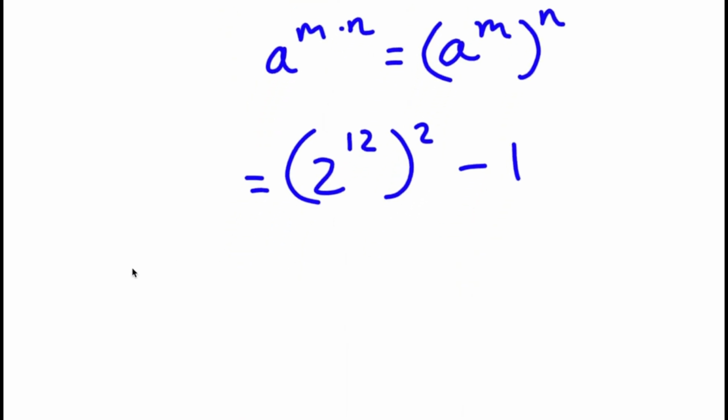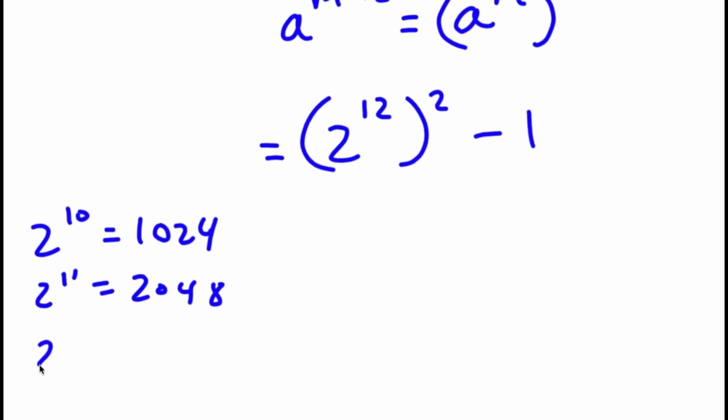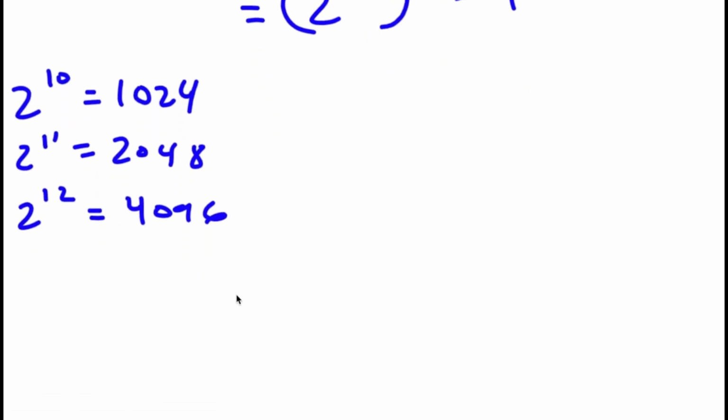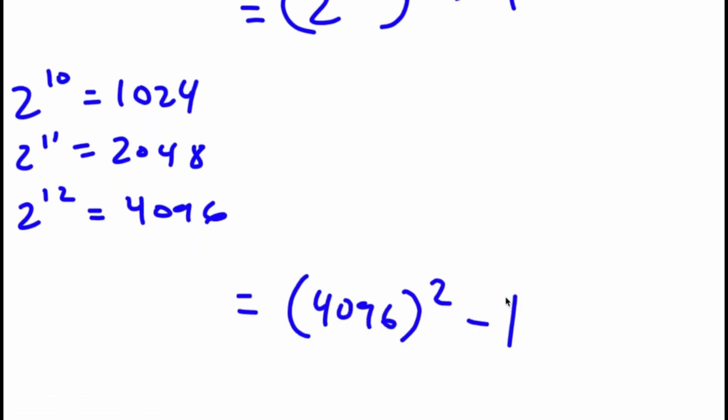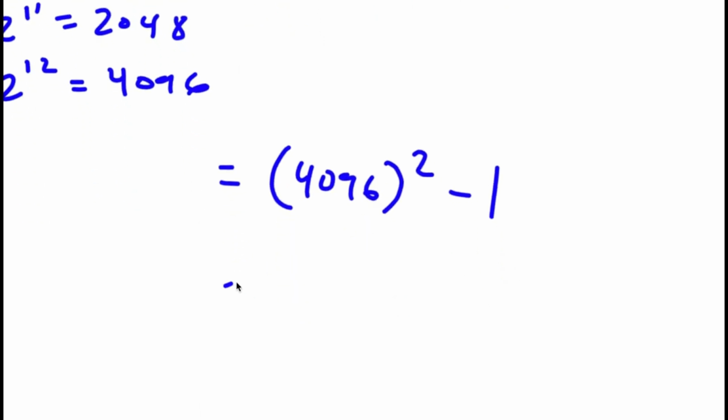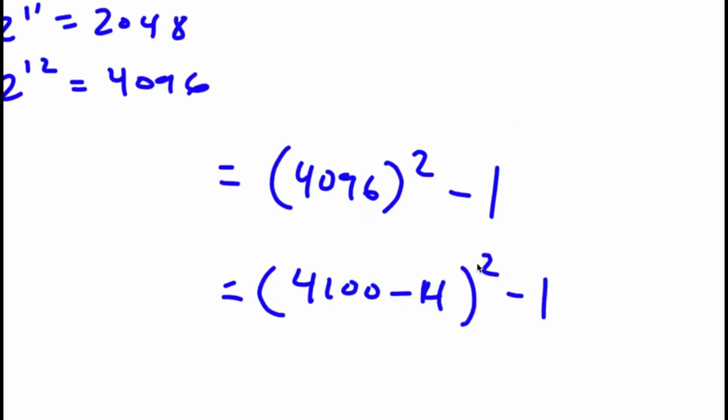Now, we know that 2 to the power of 10 is equal to 1024. So 2 to the 11 is equal to double of 1024, which is 2048. And finally, 2 to the power of 12 is going to equal double of 2048, which is 4096. So now I have 4096 squared minus 1. Now, 4096 is the same thing as 4100 minus 4. So I have this squared minus 1.